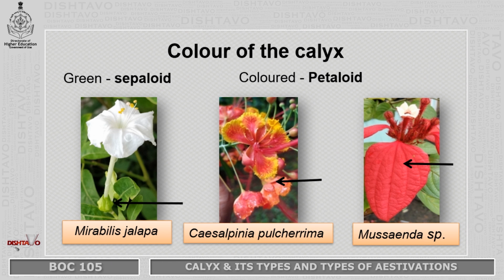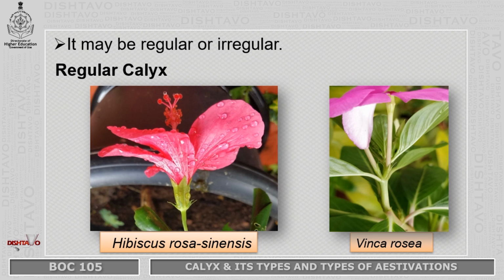The example of sepaloid calyx is Mirabilis jalapa, that is 4 o'clock plant, and petaloid calyx is Caesalpinia pulcherrima and Mussaenda species. These colored calyx help to attract the insect for pollination. The calyx may be regular or irregular.